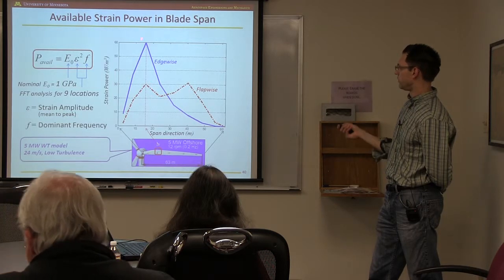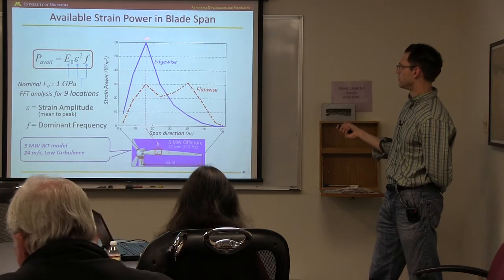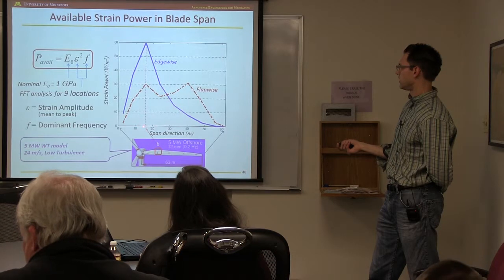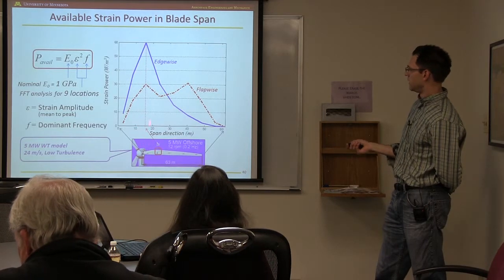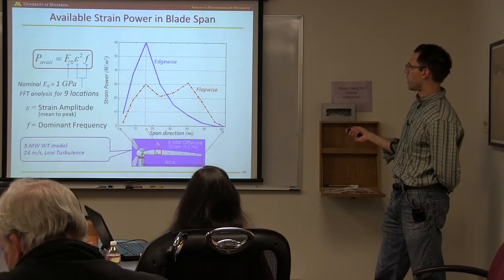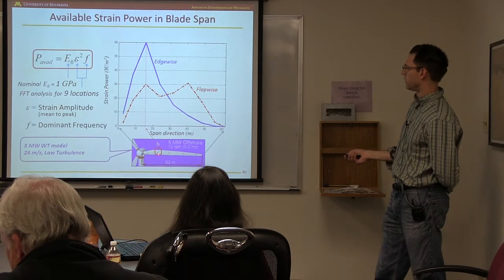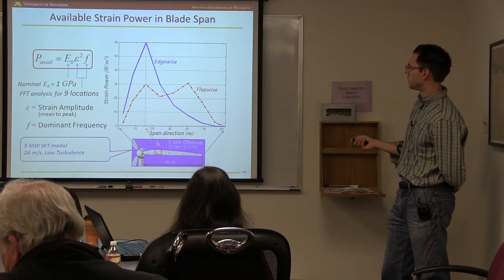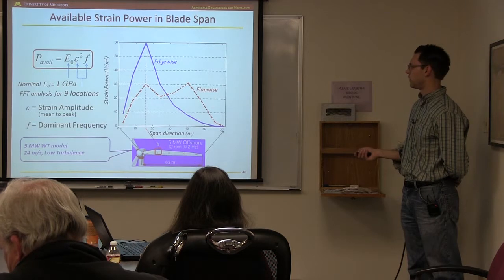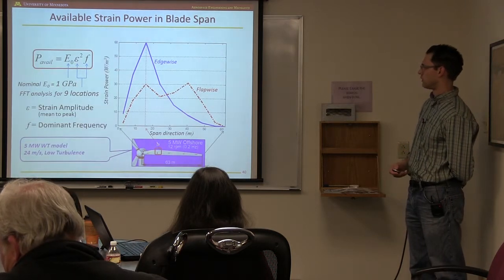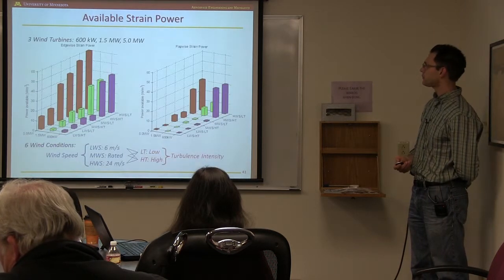Here, for example, in the edgewise direction, you see that there's a large amount of power at a certain location. I think this is about a quarter span. This also maybe lines up with the location where you think there might most likely be the highest point of damage. So where there's the most energy is maybe where you want to place the sensors if you're trying to detect damage.